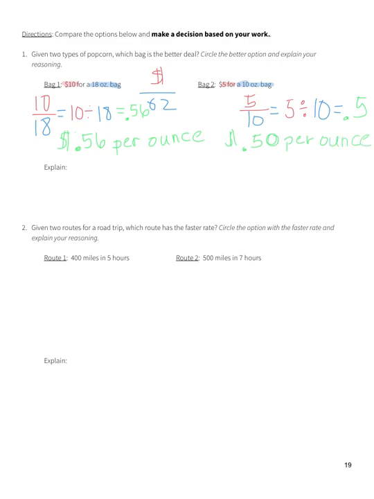So which would be the better deal here? We have 56 cents per ounce and 50 cents per ounce. Bag 2 is the better deal. Why? Because it costs less per ounce. Okay? Hopefully you have this recorded in your notes. Steps to solve, and also the explanation. Bag 2 is the better deal because it costs less money per ounce. Perfect. Now your job is to go ahead and complete this next problem on your own. Pause the video and then come back and check your work.